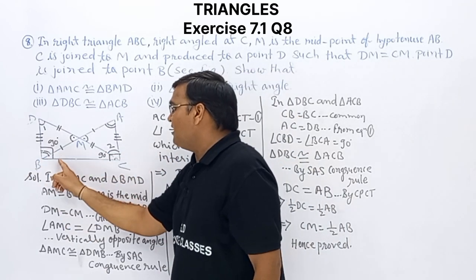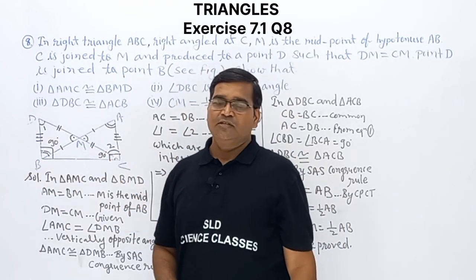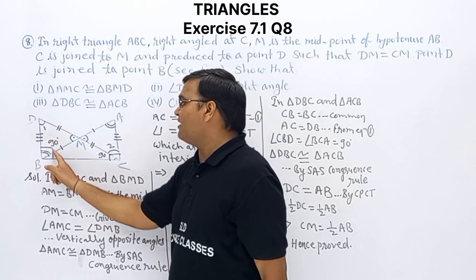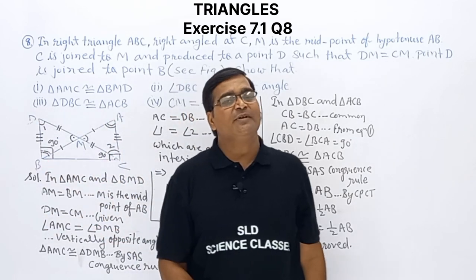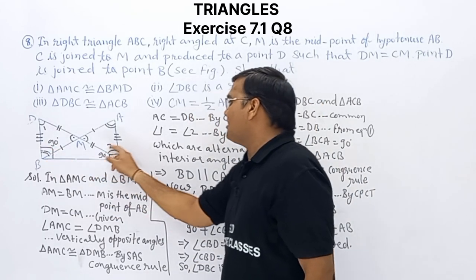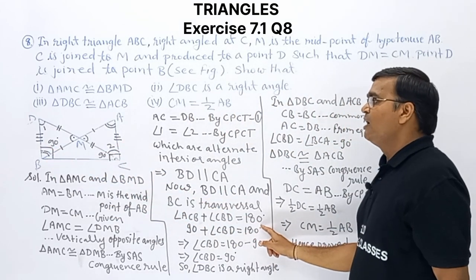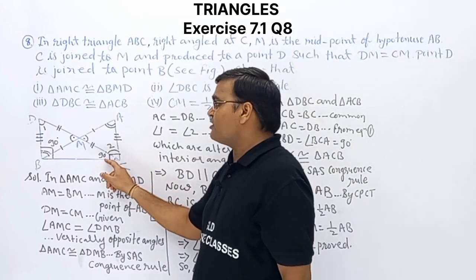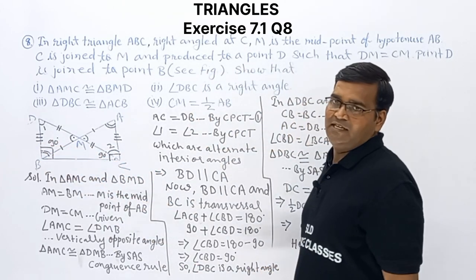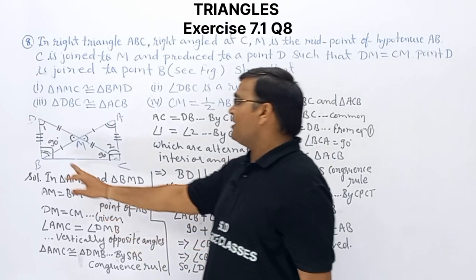Then this angle plus this angle. For two parallel lines with one transversal, the interior angles on the same side sum to 180 degrees. This angle and this angle sum to 180 degrees, and one of them is given in the question. So finally we get this angle will be 90 degrees. Clear? So this one is 90 degrees.